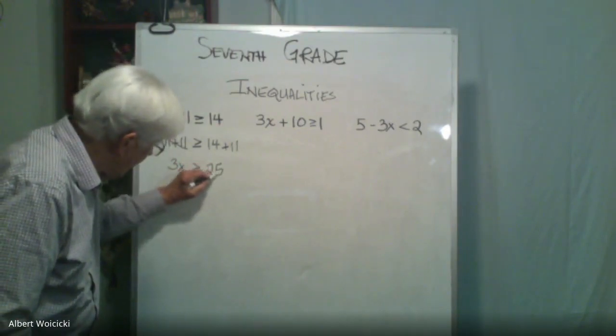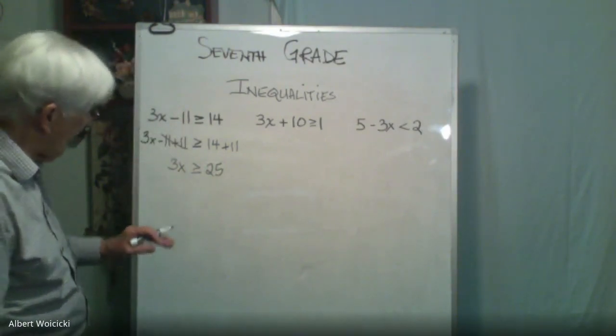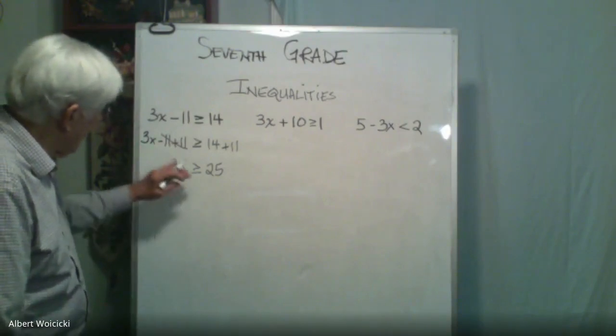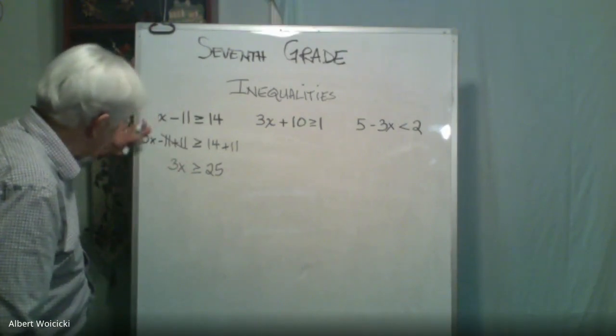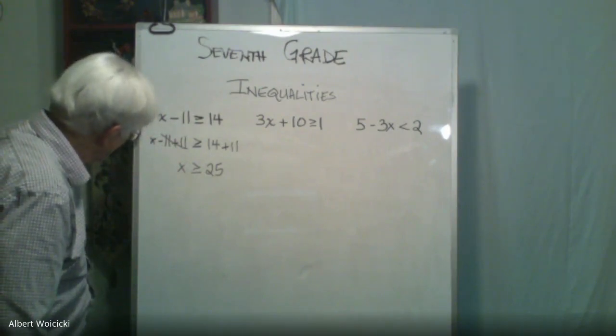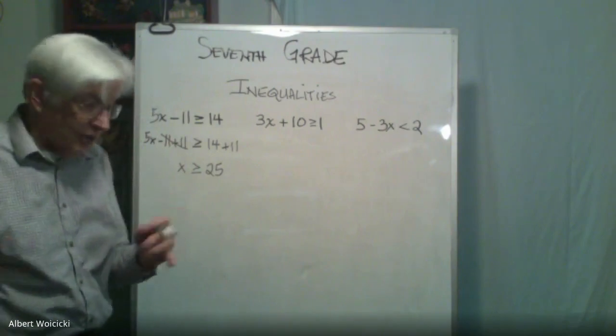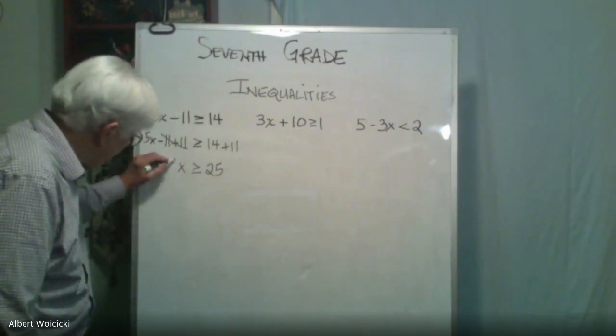Now, we could make this easier. And since this is the first inequality we're doing, why don't we make this a little easier by simply changing this 3x to a 5x. Okay? We'll change this to a 5x. That's okay, because we're just trying to learn something here, just learning a process.